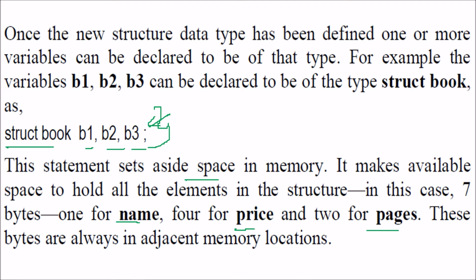So how long will the size be? The name is a character we have taken, so it will take 1 byte. Then price, because it is a float, will take 4 bytes. Then we have pages, it is an integer, so 2 bytes. So 4 plus 2 plus 1, that is 7 bytes it is going to take. For this one, 7 times 2 is 14, and 7 times 3 is 21.